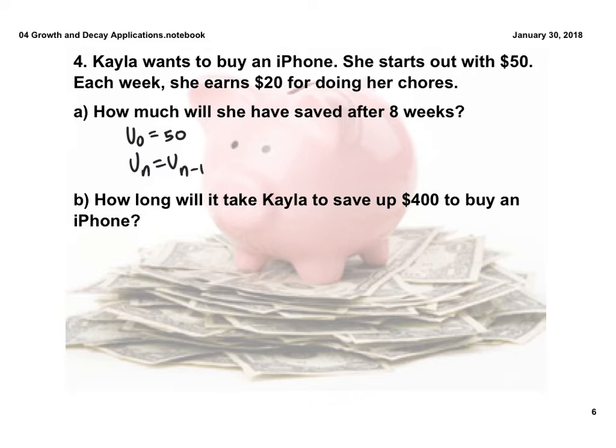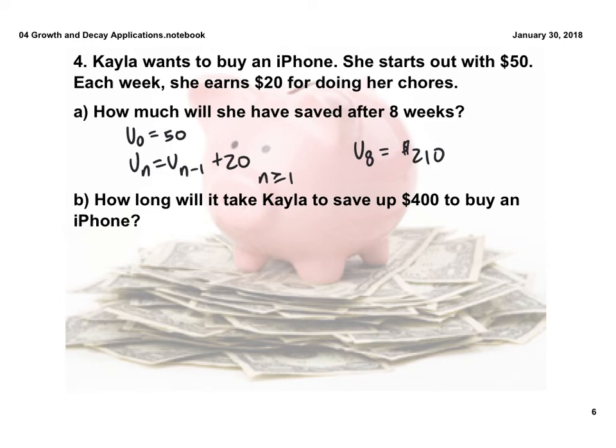added by 20 here. So $20 each week. N is greater than or equal to 1, and we're looking for 8 weeks later, which would be u sub 8. So again, if we go to our calculator and we type in our recursive formula and check u sub 8, we have $210.